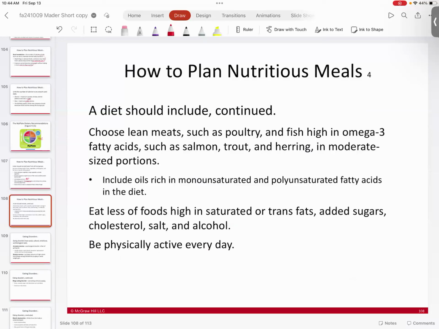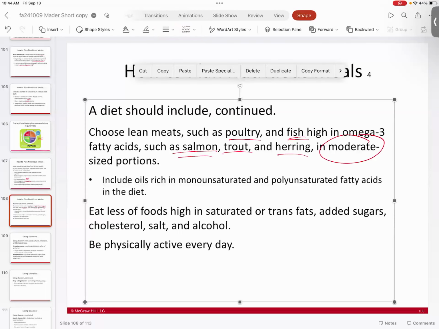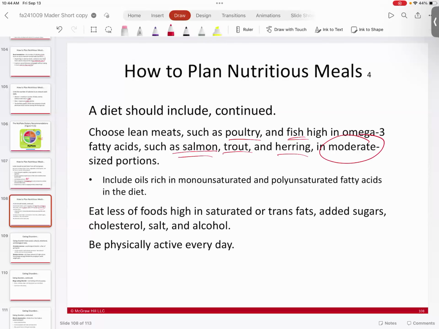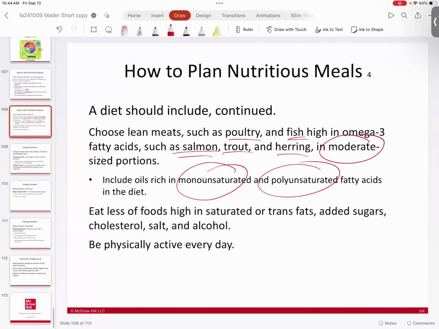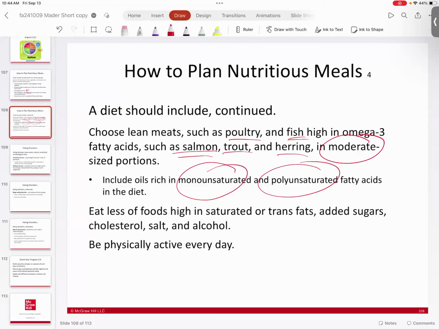If you eat things that are high in omega-3, for instance fish, such as salmon or trout or herring, eat moderate portions. Notice the term comes up again: moderation, right? You want to go for oils that have a lot of either monounsaturated or polyunsaturated fats. So if you're shopping, look at the lipids and look for mono and polyunsaturated fats. Those typically will be healthier than saturated fats. Try to stay away from or eliminate trans fats or anything with an excess of sugars, cholesterol, salt, or any alcohols in them.